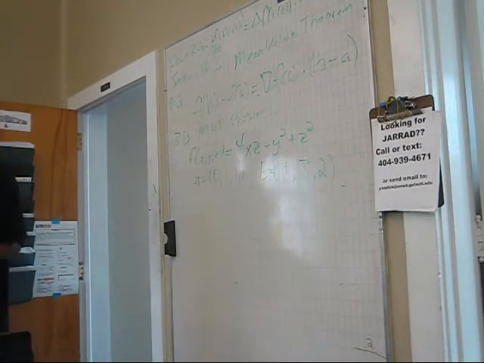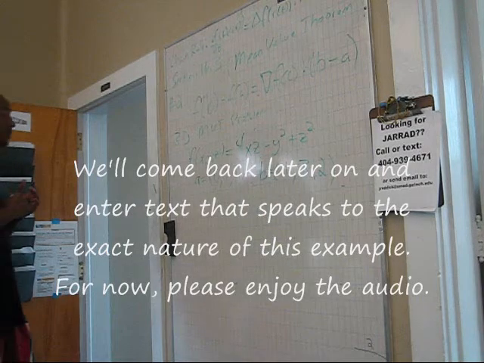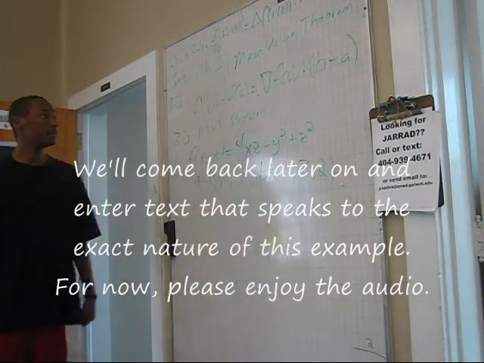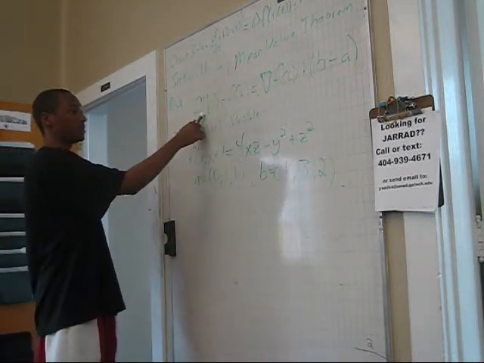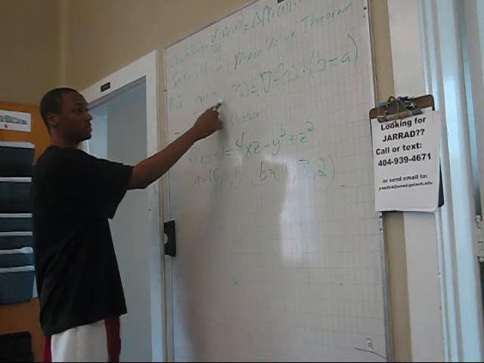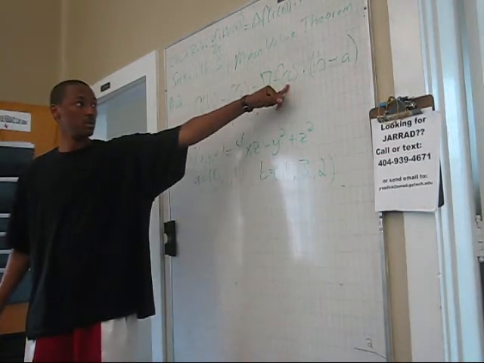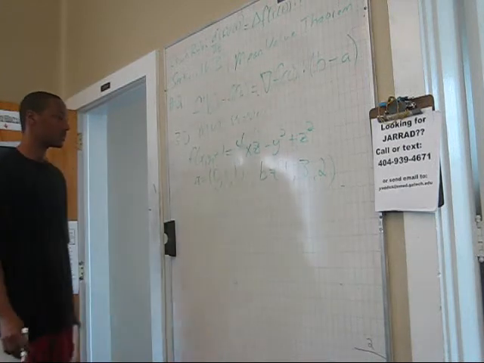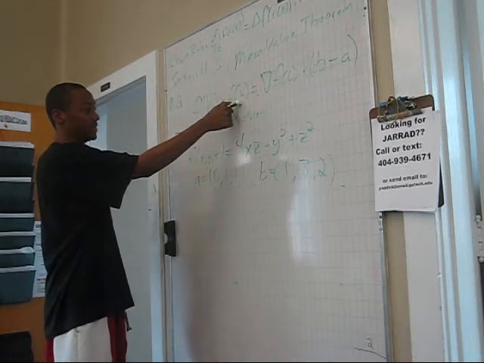Okay. This is a mean value theorem problem for 3 variables. So the mean value theorem says that you take 2 points, A and B, and there is some point C that's in between. So the first step is to find f of b minus f of a.